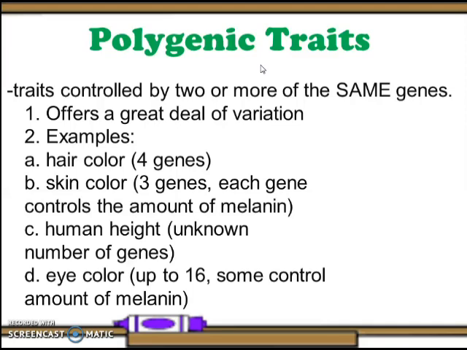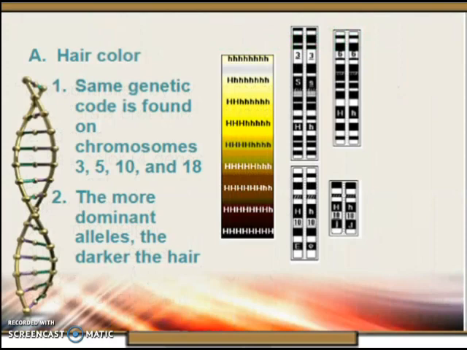Most genetic characteristics or traits are controlled by many genes. And here are some examples. You have A, hair color, B, skin color, C, human height, and D, eye color. Hair color: the same genetic code is found on chromosomes 3, 5, and 10. The more dominant alleles, the darker the hair.